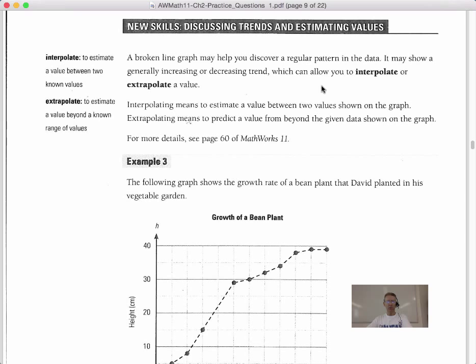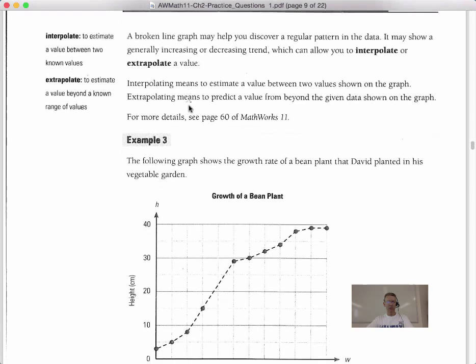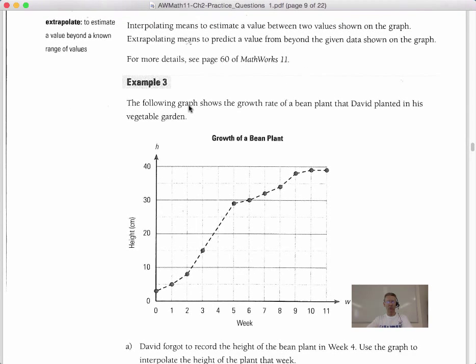Broken line graphs may help you discover a regular pattern in the data. They may also show you a general increasing or decreasing trend, which can allow you to interpolate or extrapolate a value. So remember what that means from last year. Interpolating means to estimate a value between two values shown on the graph. Inter, between 2 points, any 2 points. Extrapolating means to predict a value beyond the given data, usually somewhere up in this region here, or depending on if it makes sense, might be in this territory down here also.